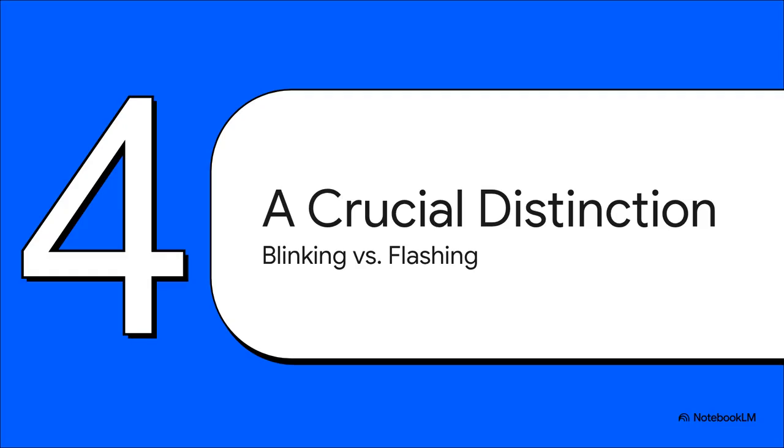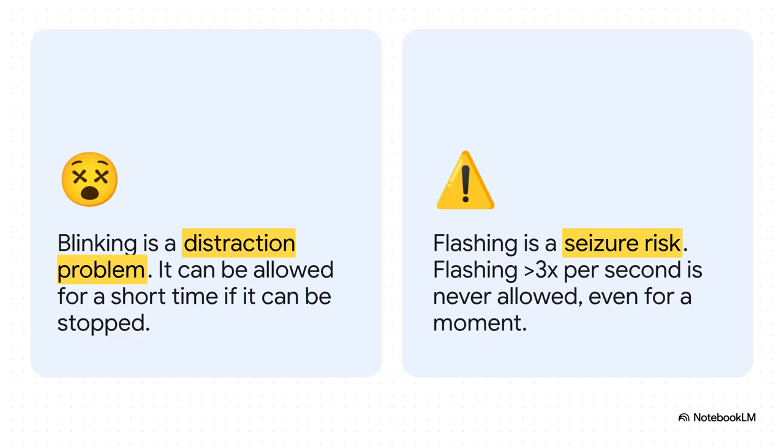Okay, we need to clear something up that's really, really important. We've been using the word blinking a lot, but we have to be careful to distinguish it from flashing. They sound similar, I know, but in the world of accessibility, they mean very different things, and one is way more serious than the other. So here's the deal. Blinking is a distraction problem. It's annoying, for sure, but we can manage it with a pause button. That's what this rule, 2.2.2, is all about.